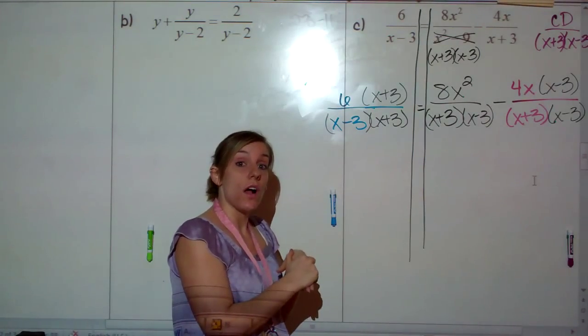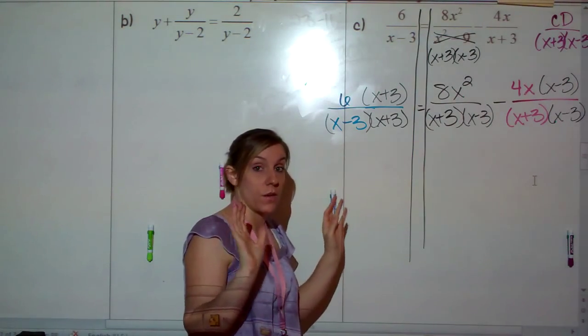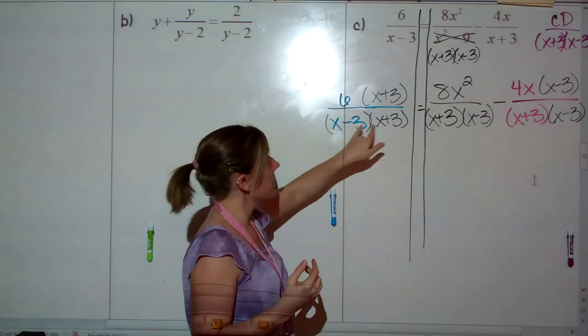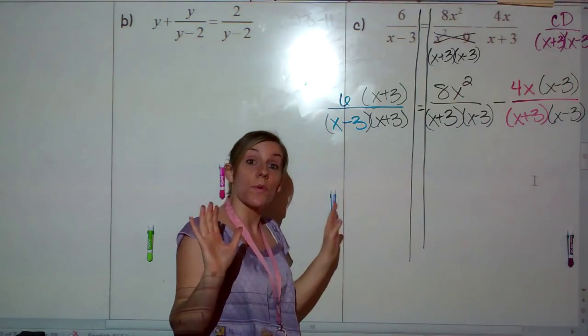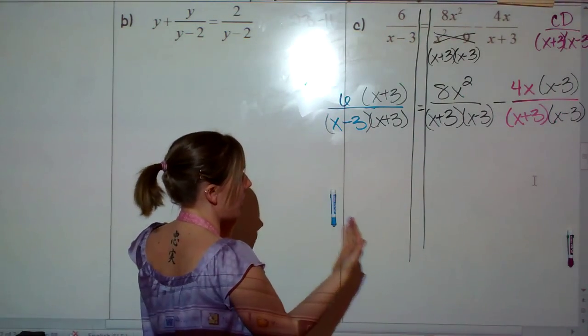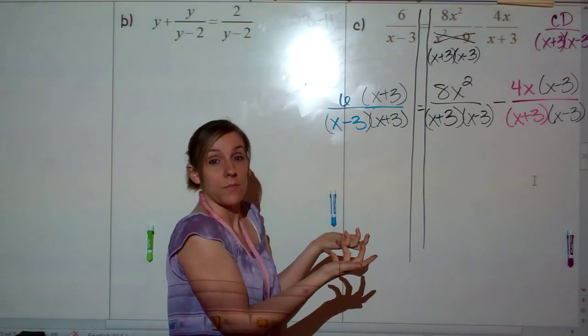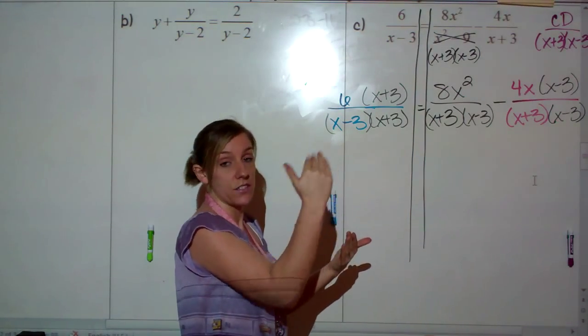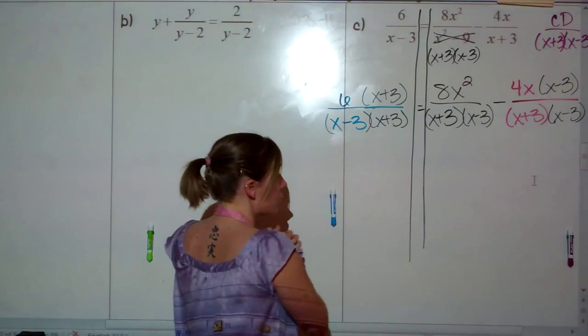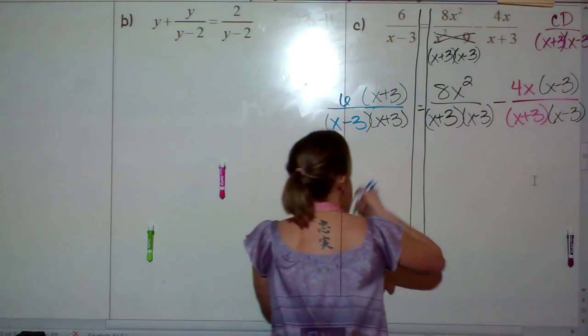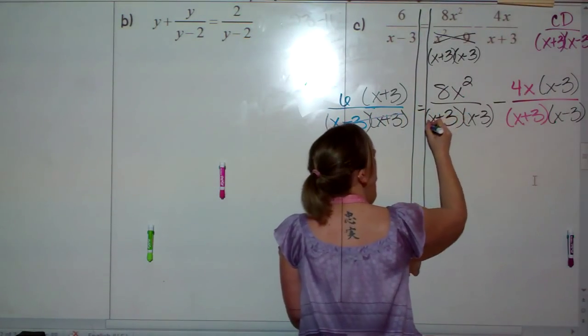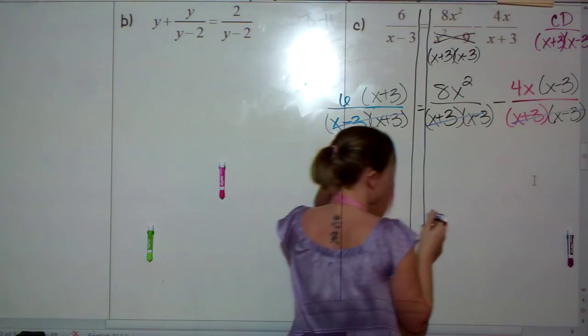So in order to solve, we can now get rid of them. We can multiply both sides by x minus 3 and x plus 3, and it would get rid of them. That's what happens when you do things to both sides. That's why you do things to both sides, is to get rid of things so that you can solve. So let me get rid of these denominators.